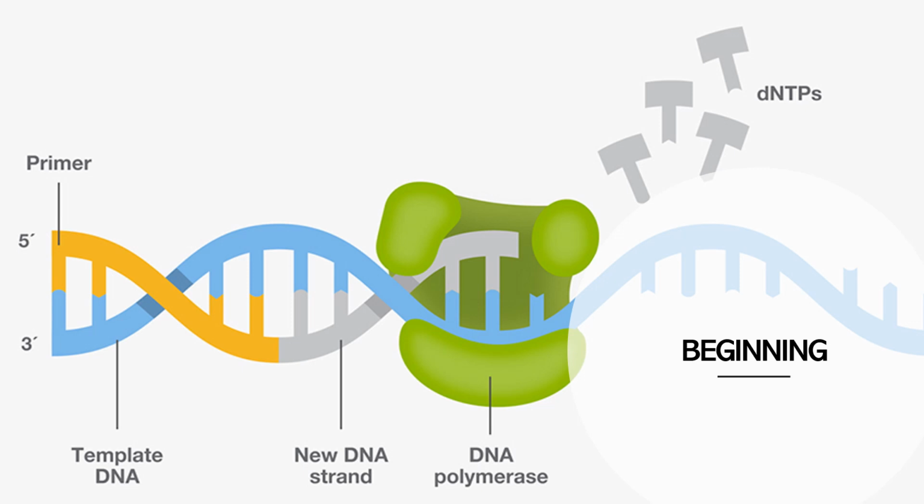The principle of PCR is based on the use of primers that must amplify a specific region of a gene and generate millions of copies.